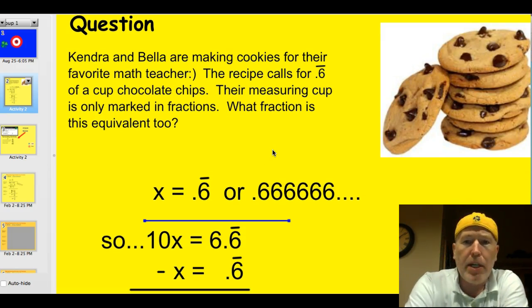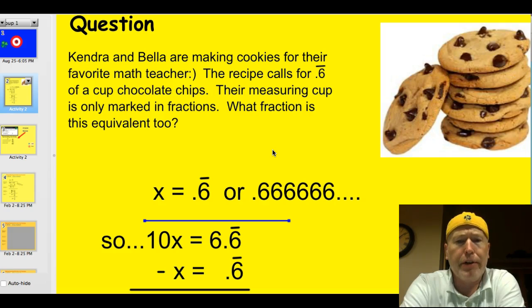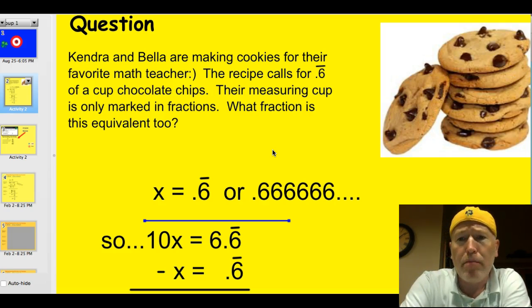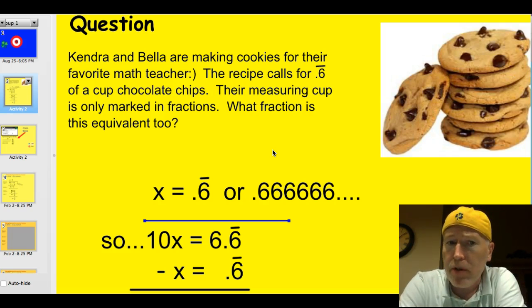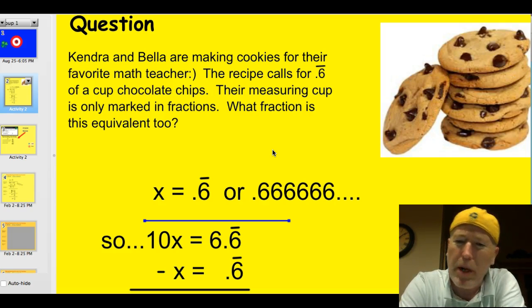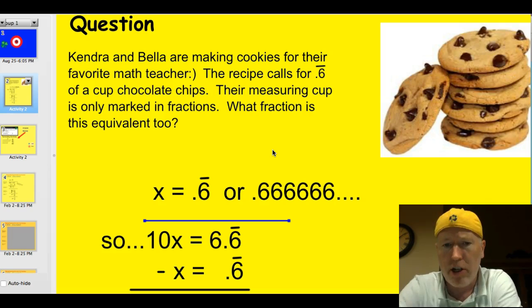Start off the questions tonight. Kendra and Bella are making cookies for their favorite math teacher, hint, hint. The recipe calls for 0.6 repeating of a cup of chocolate chips. Their measuring cup is only marked in fractions, so what fraction is this equivalent to? Well, you might be able to guess what it's equivalent to, but I want to show you how you can prove it because that's our target tonight.